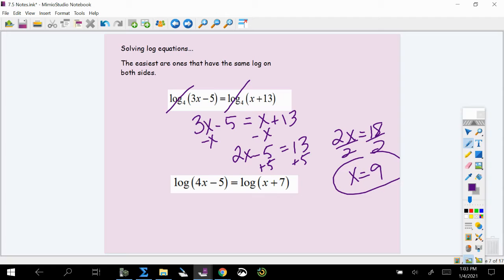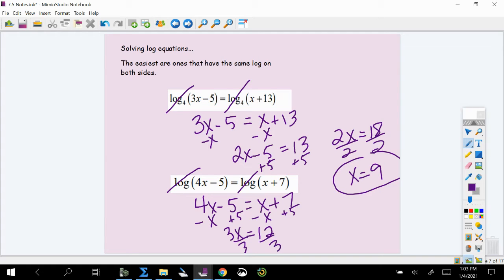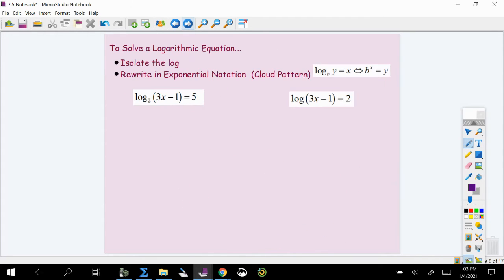Same thing with the next one. You have a common log on both sides, so you're going to cancel out that common log. You're going to write down what is left. So 4x minus 5 equals x plus 7. Subtract x to get x on one side. I'm going to add 5 to get the constants on the other side. And then finally divide. So that is the easiest type of log equation when you have the exact same type of log on both sides. Next easiest is what if it only has one log?